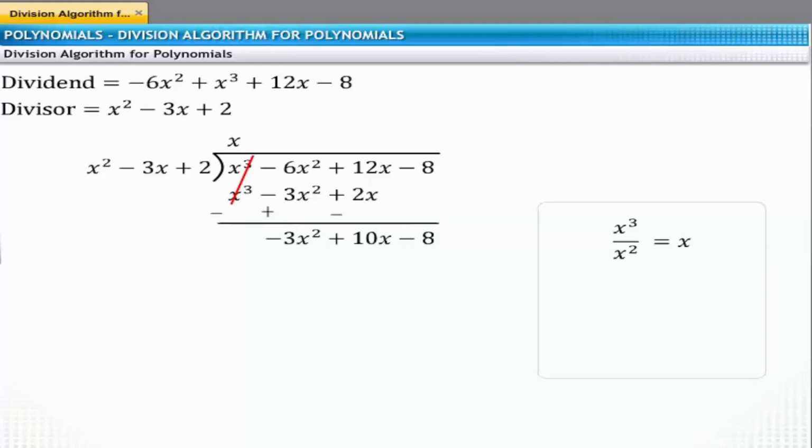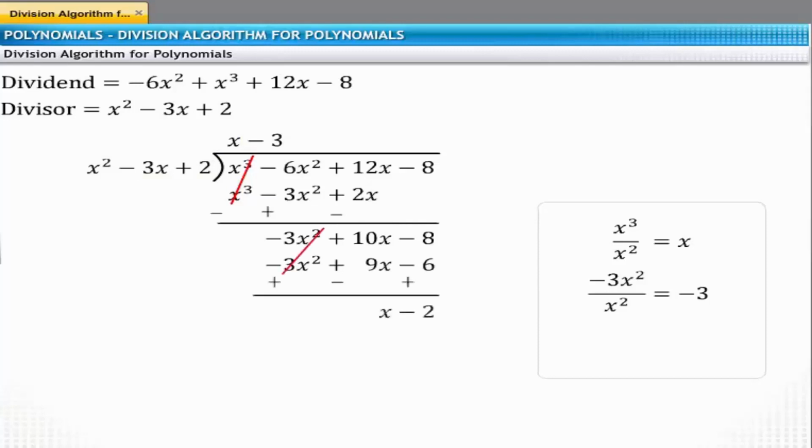To get the second term of the quotient, divide the first term minus 3x squared of the new dividend by the first term x squared of the divisor. So we get minus 3 as the second term of the quotient. Multiplying the divisor with the second term of the quotient and subtracting the product minus 3x squared plus 9x minus 6 from the dividend gives x minus 2 as the remainder. Now, x minus 2 is our new dividend and the divisor is x squared minus 3x plus 2.